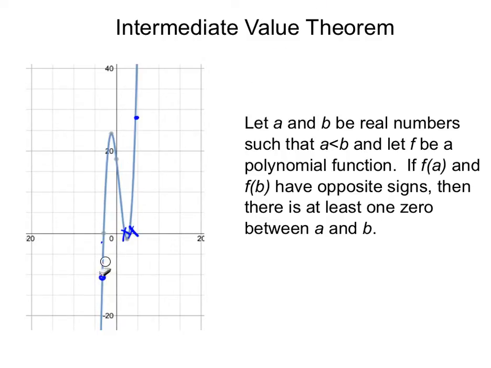Now, let's find another one. If I look here, I have a y value that's negative. Over here, I have a y value that's positive. The only way that I could get my function to go from a negative value to a positive value is if I intersect my x-axis. So I have a 0 there. And that's all the intermediate value theorem is saying.